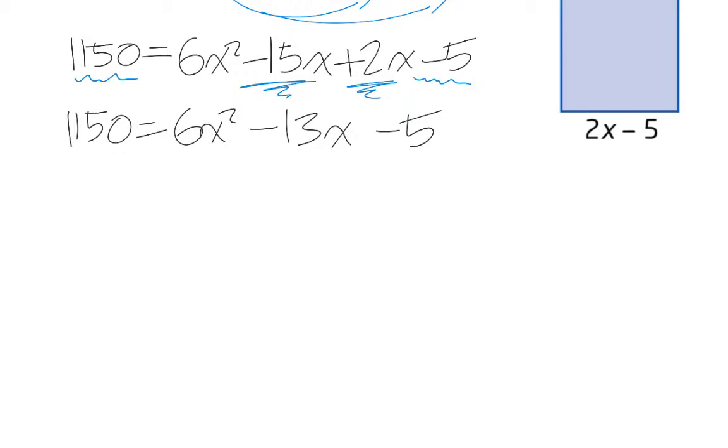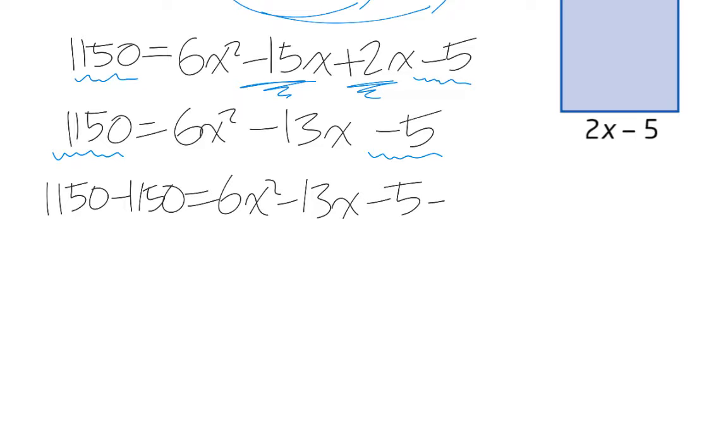Let's collect our 1,150 and negative 5. In order to do that, you need to move the 1,150. So we're going to do the opposite operation, which is subtraction. So I'm going to subtract 1,150 from both sides.